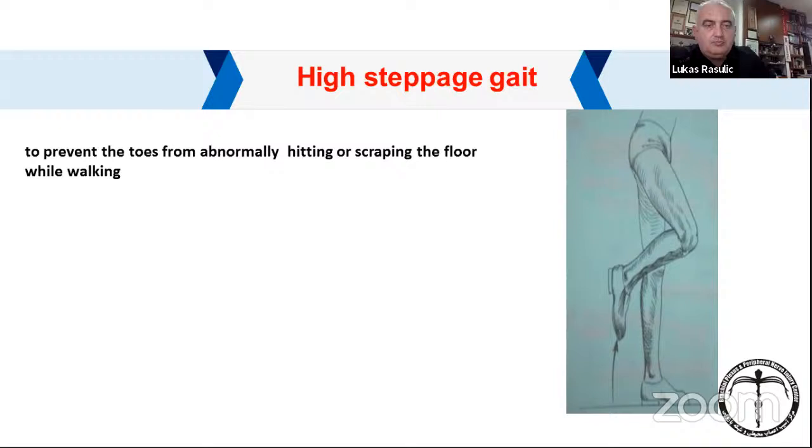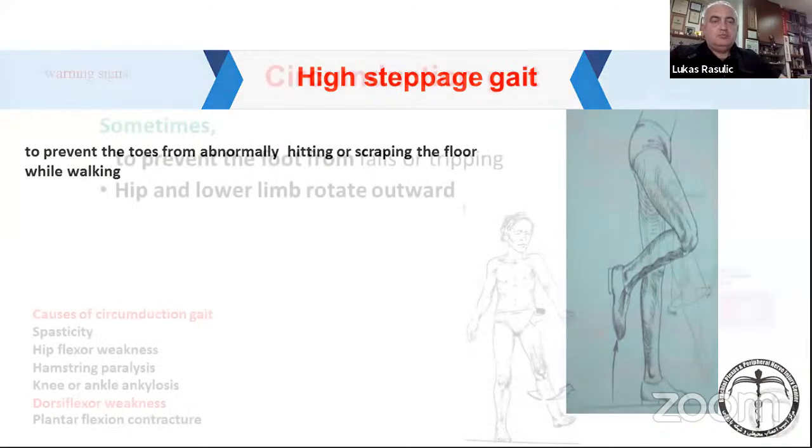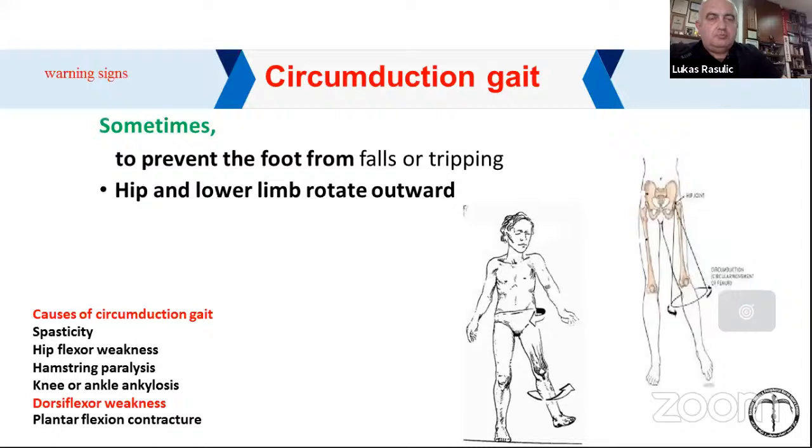On attempt of heel strike, the toes drop on the ground. To prevent this, the patient flexes the hip and knee extensively to raise the foot and slap it on the floor forcibly. Another gait is circumduction gait. In this pattern, the leg remains straight and swings to the side in a semicircle to move forward. The hip and lower limb rotate outward.